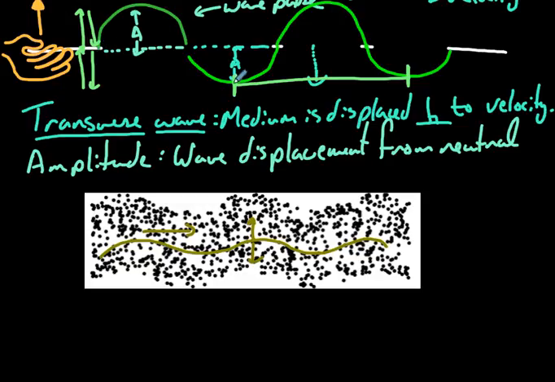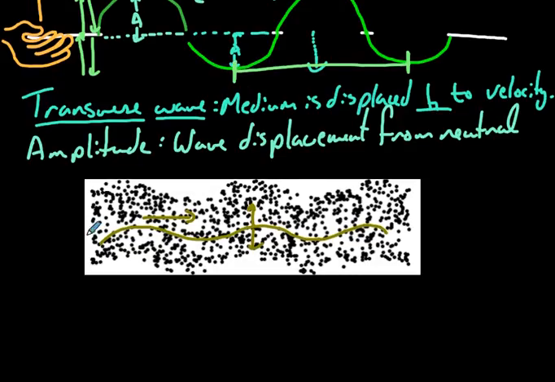Because if you think about it, a particle would have to go all the way up from here and then back down, and that would be considered one oscillation. And then the next time it happened, we would come back to where we were. And there's a symbol for wavelength, actually.